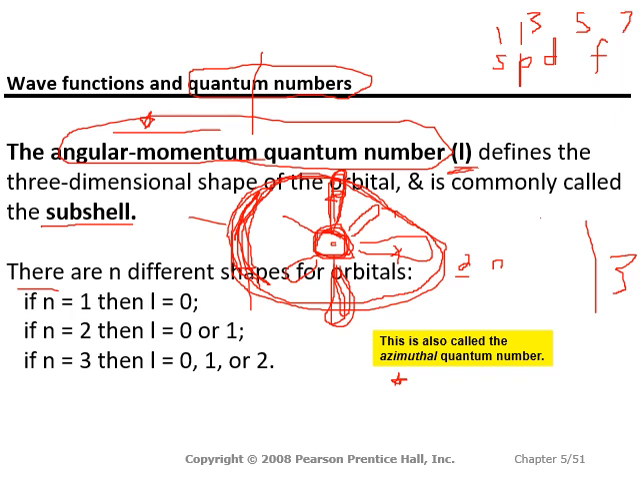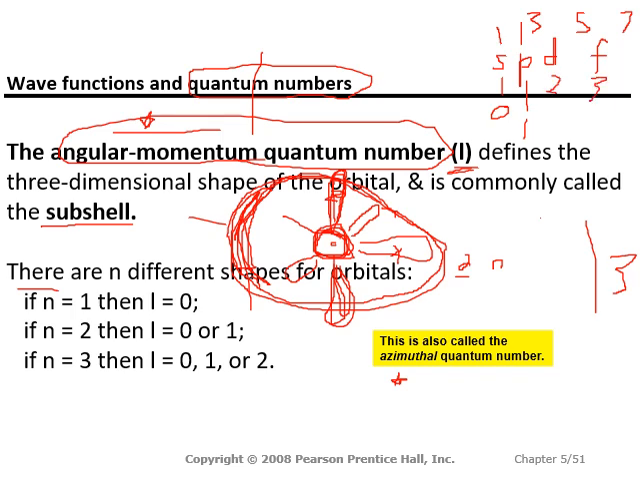Now, because we're trying to make these all into numbers, we're going to assign a number to each of these. So instead of calling these, for example, 3D or 4F or whatever, if we were asked to write them as numbers, the number assigned to S's is 0, the number assigned to P's is 1, D's are 2, and F is 3. And that's as far as we need to go.